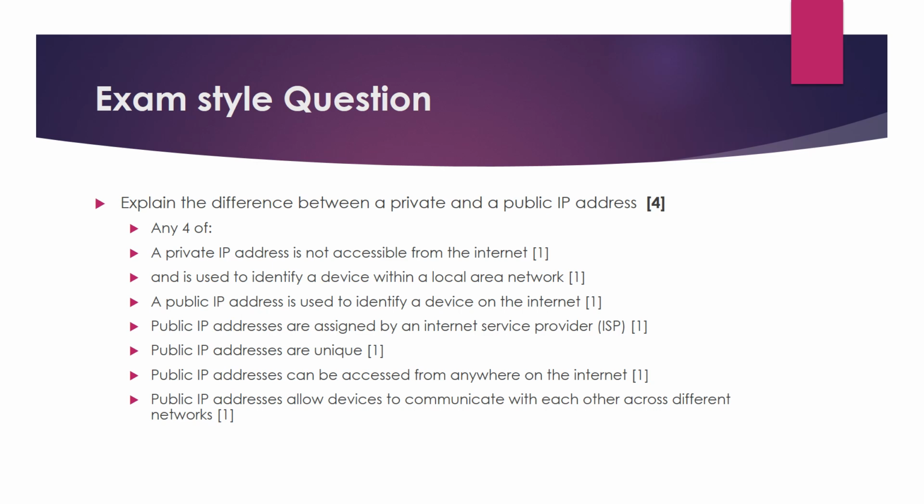In exams, they can ask this type of question as well: what's the difference between a private and a public IP address? A private IP address is not accessible from the internet and is used to identify a device within a local area network. A public IP address is used to identify a device on the internet. Public IP addresses are assigned by an internet service provider. Public IP addresses are unique. Public IP addresses can be accessed from anywhere on the internet. A public IP address allows devices to communicate with each other across different networks.